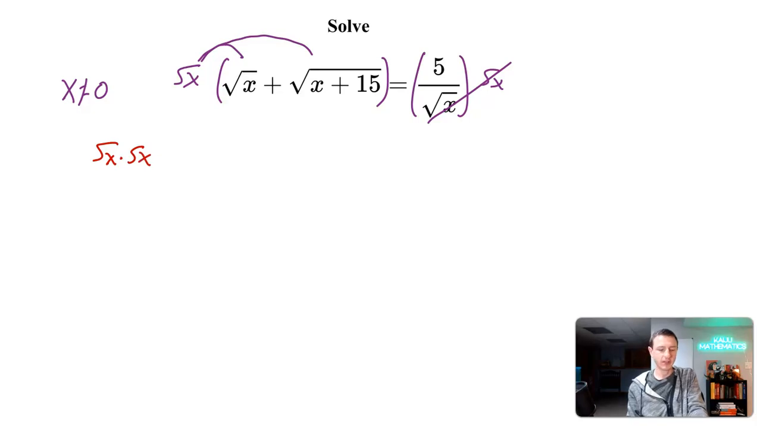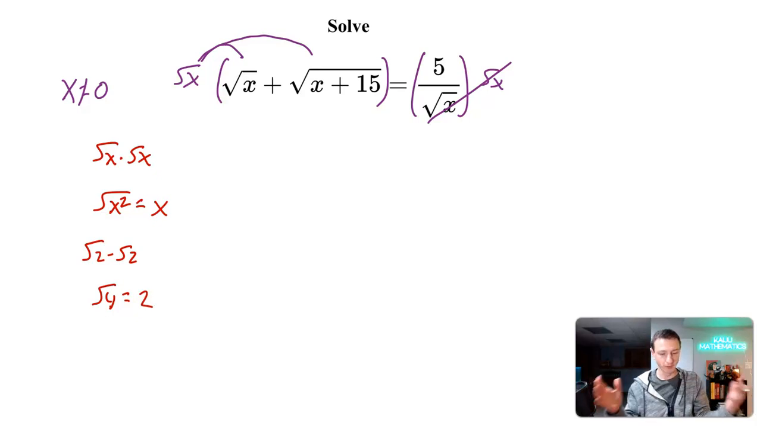Look what happens here. This is going to be the square root of x squared, which is just x. Because the square root of x squared is x. Just like if I had square root of 2 times the square root of 2, that would be the square root of 4, because 2 times 2 is 4. The square root of 4 is 2. So what happens is the radicals just go away when you're multiplying by the exact same thing underneath the radical. So that becomes x.